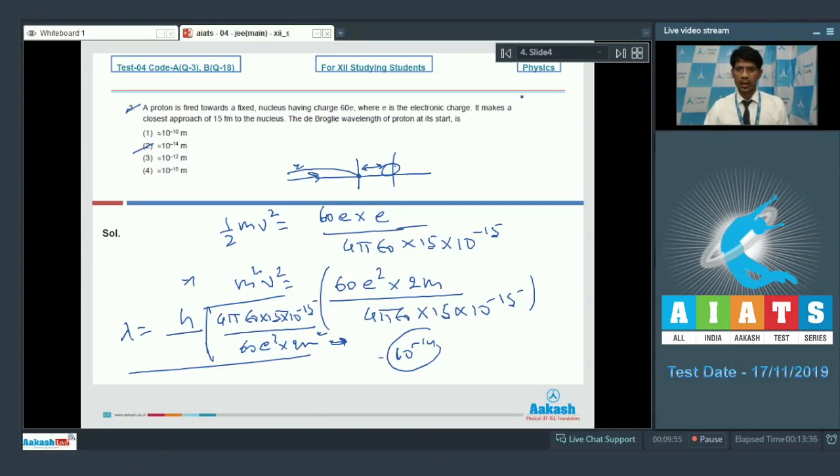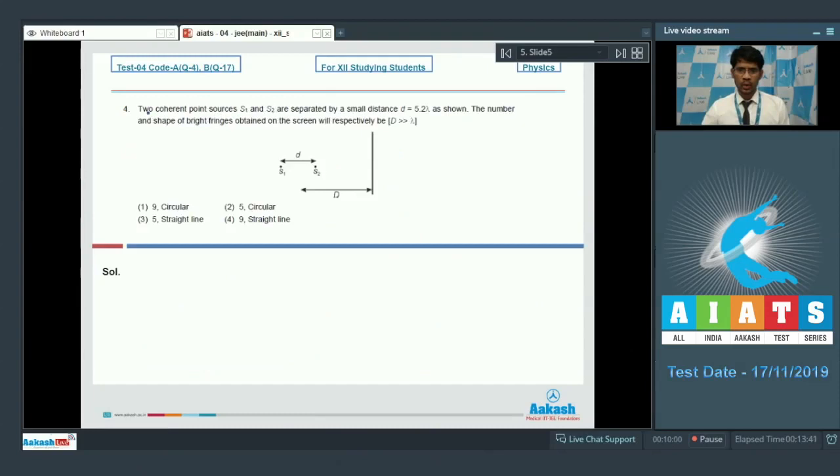Now let's take on question number 4. Here in question number 4, two coherent point sources S1 and S2 are separated by a small distance d equal to 5.2 lambda as shown. The number and shape of bright fringes obtained on the screen will respectively be. Quite an easy question it is.